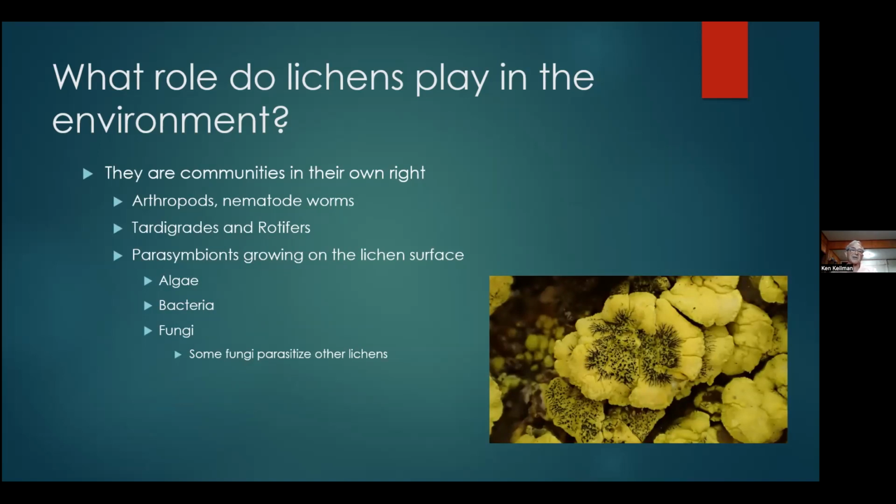Also, we talked about the parasymbionts growing on the lichen surface. Another thing we have to know is that some fungi parasitize other lichens. They will either eat all of the sugars and kill the lichen. Sometimes they will steal the algae from the other lichen and become the parasites in the beginning of their life cycle, and then become independent after they've stolen the algae. So, as I said, fungi have figured out all sorts of different ways to earn a living.